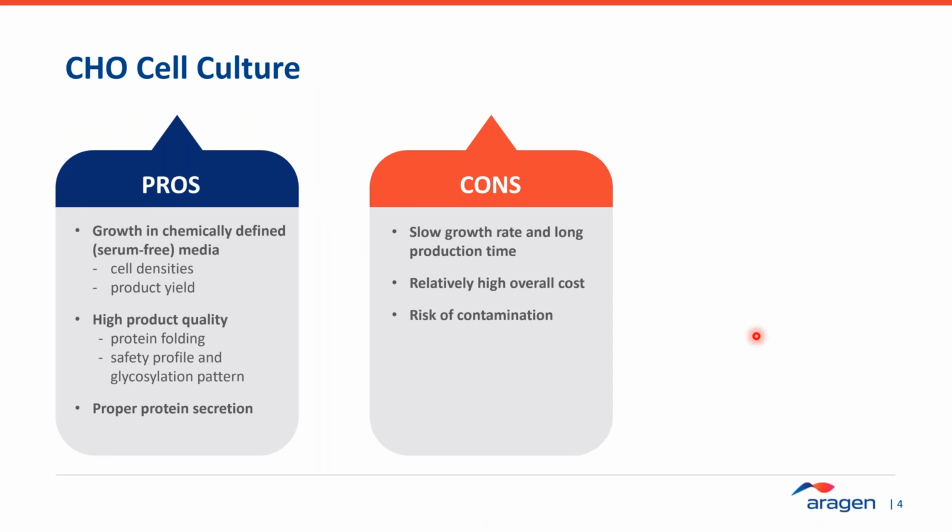On the left side, other benefits to include are the capability of CHO cells to grow in defined medium and its capability to achieve medium to high cell density and product yield. It is possible to obtain high product quality thanks to the ability of these cells to properly fold proteins. And also this platform has a capability for the generation of human-like glycosylation pattern. And finally, they have good ability to secrete proteins.